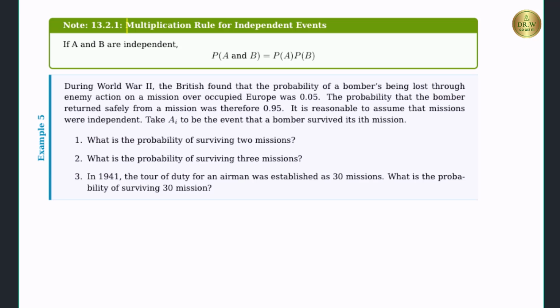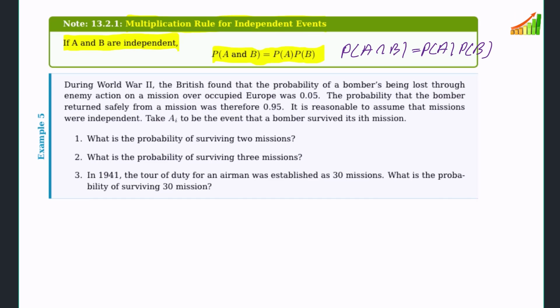Here we explain the multiplication rule for independent events. If A and B are independent, the probability of A and B equals the probability of A times the probability of B. You can write this with notation P(A and B) = P(A) times P(B). So this can be used if and only if A and B are independent. Right, let me explain how to use this.